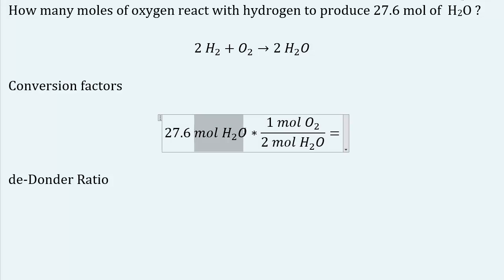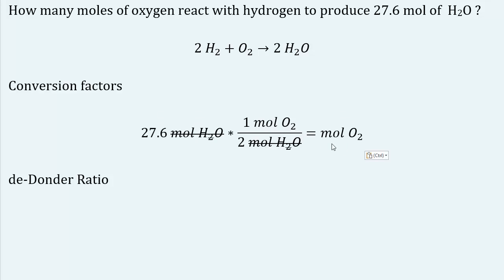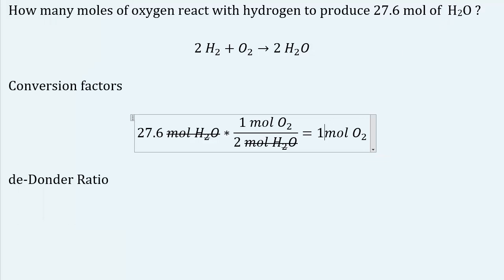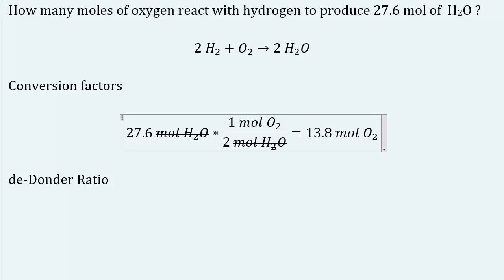Now we can cancel out the alike units, so the answer will be given in moles of oxygen. So we can solve the question. Now we can compute the value. We input 27.6 between 2. The answer to 3 significant digits is 13.8 moles of oxygen.